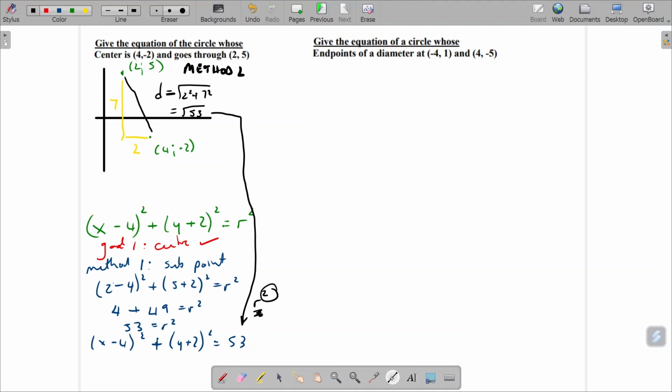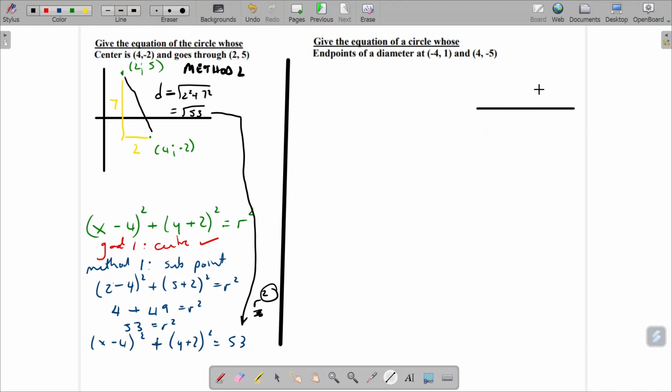Okay, what I'd like to look at now is this final example that I've got here also on the slide. So we are given that this has endpoints of a diameter at, let's have a quick look here. Again, let's draw up a quick sketch. We've got a point here that is at (-4, 1). And we've got another point here that's at 4 across and -5 down over there. And this line is forming the diameter of my circle.